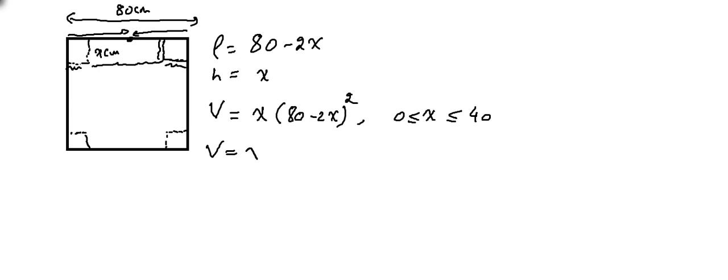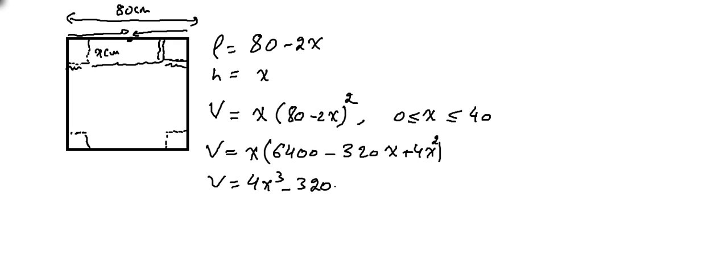Let me expand this. This will be 6,400 minus 4 times 80, it's 320x plus 4x squared, right? Expanding this, and then we do what? The volume is this, x times, right? Let's multiply the x inside. It will be 4x cubed minus 320x squared plus 6,400x. Now we need to find the maximum volume, so we need to find the stationary point.